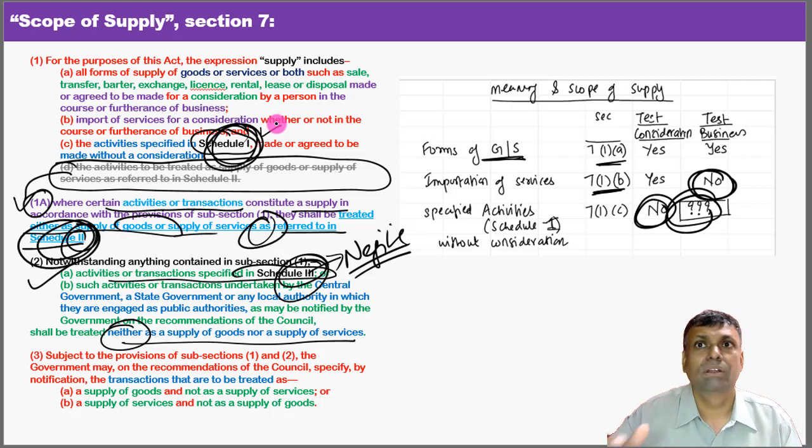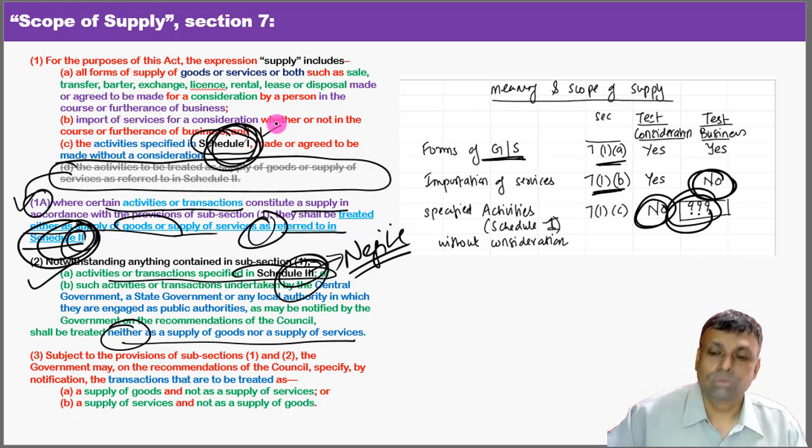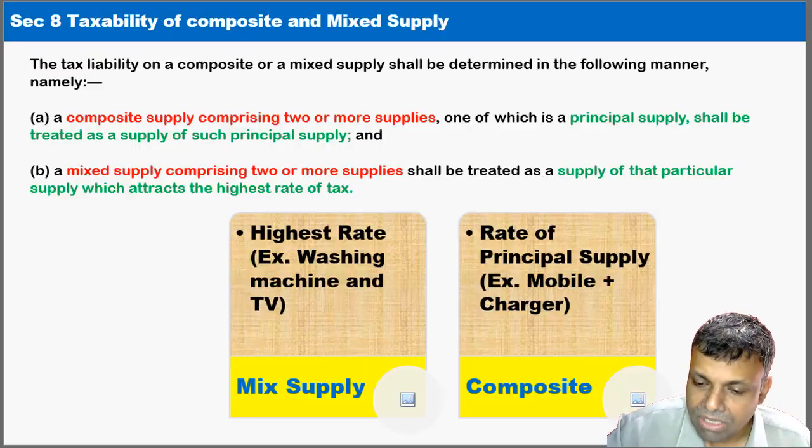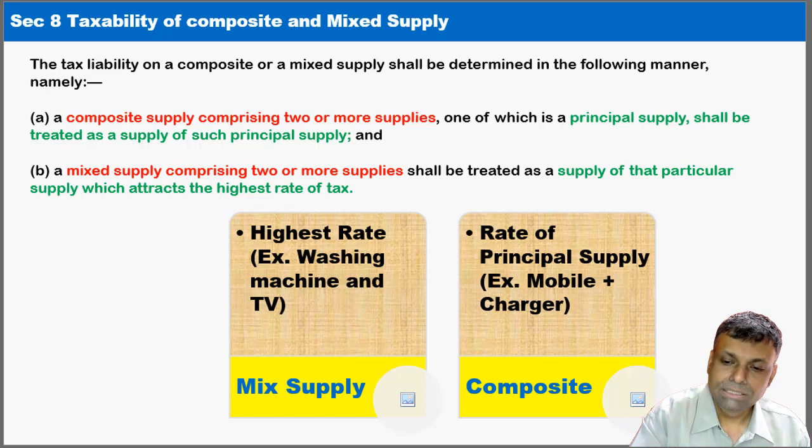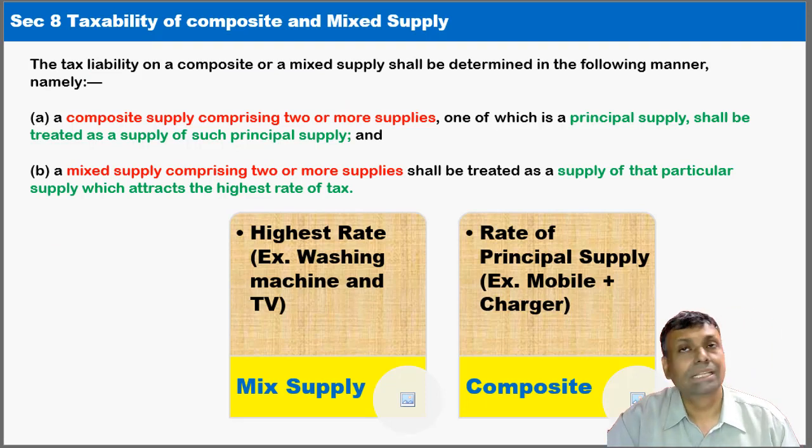You can pause it a little bit here and just turn the pages and go through that particular schedule number 1, 2 and 3. Okay, the next thing, which is section 8. Section 8 is basically taxability of composite and mixed supply.